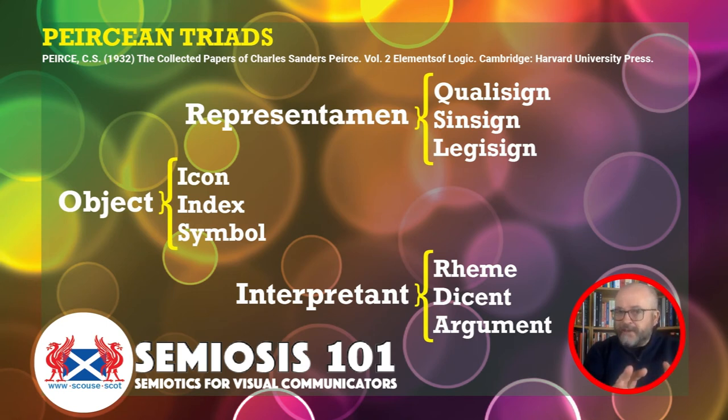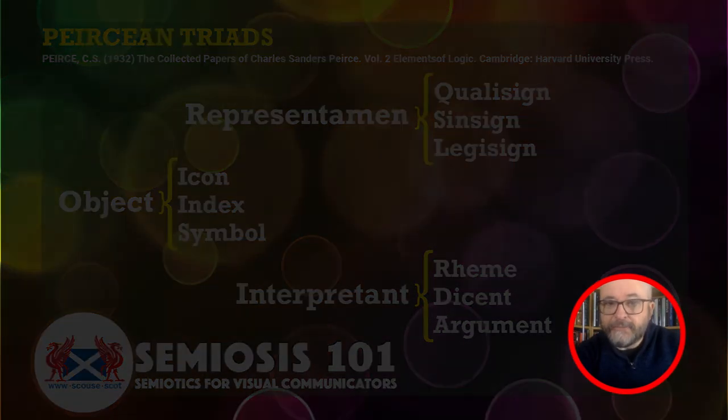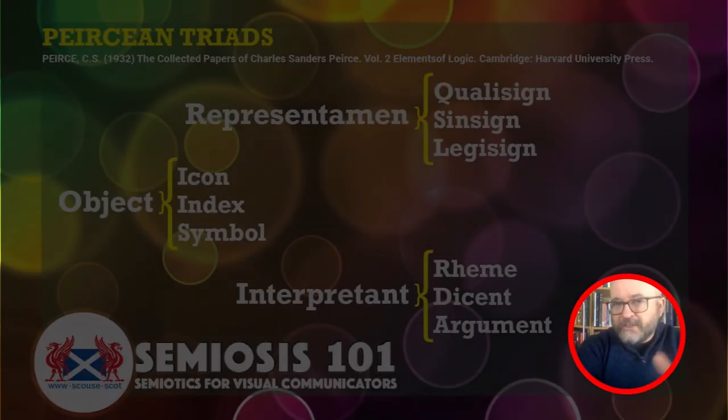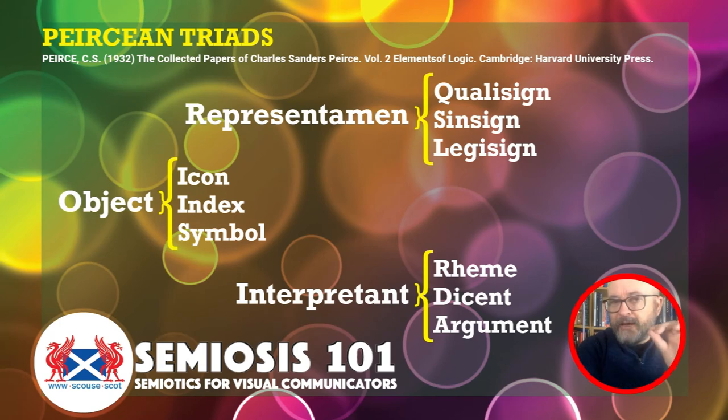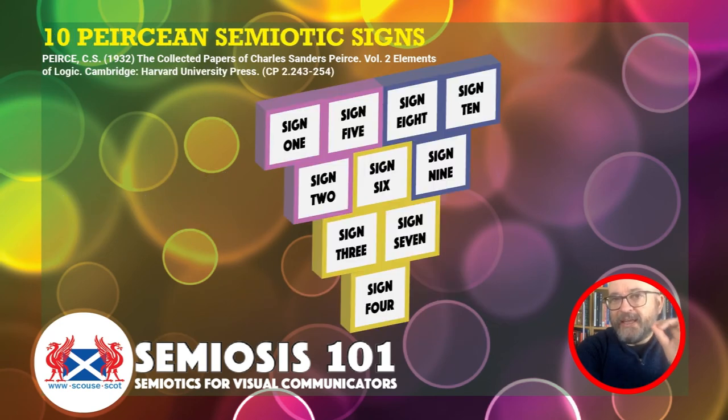There's a lot of maths behind his pragmatic theory to help explain science. That's one of the remits of Peirce's philosophy, is how it can be applied to science. But we're not science, we're design, we're qualitative. But basically, just bear with me on this one, that Peirce defines 10 levels of semiotic signs, from the very, very basic simple at sign 1 to the very complex at sign 10.